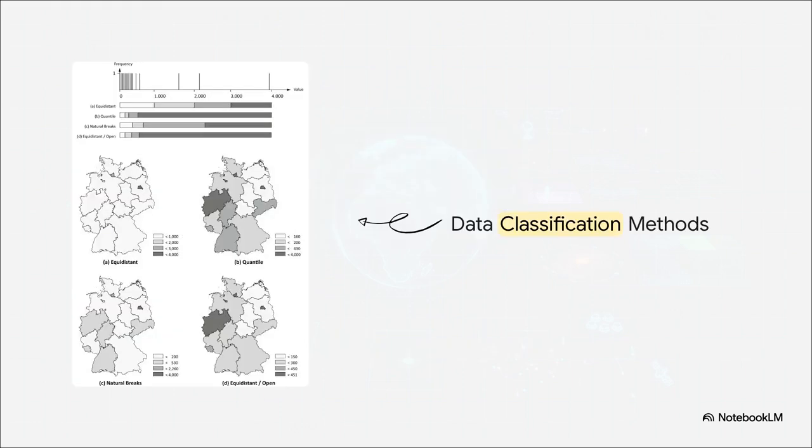Okay, this is where it gets super fascinating. Look at how different mathematical choices completely change the visual narrative. This is population density across Germany. A quantile division, which puts an equal number of states into each class, presents a very different visual story than natural breaks, which groups values based on the inherent data clusters. The exact same raw data tells entirely different geographic stories depending entirely on the math we apply to group it.